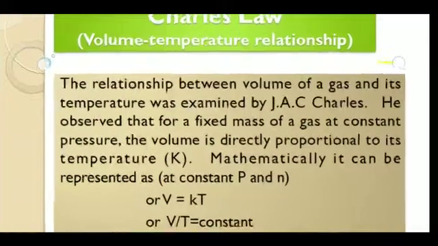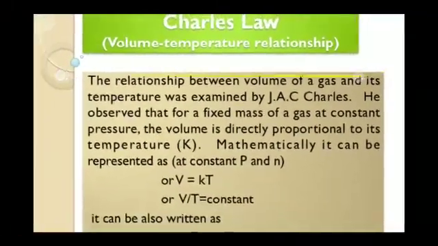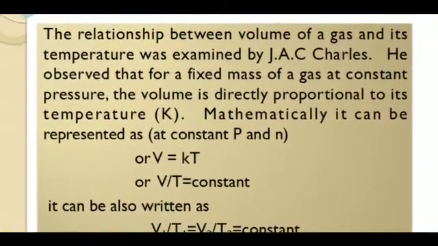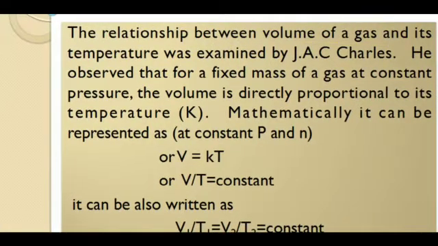The relationship between volume of a gas and its temperature was examined by J.A.C. Charles. He observed that for a fixed mass of a gas, at constant pressure, the volume is directly proportional to its temperature. So V is directly proportional to T, then V is equal to KT.